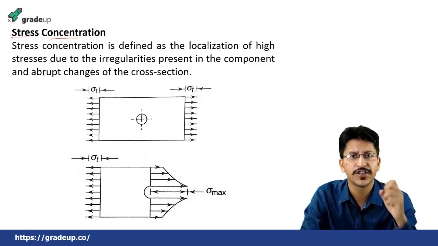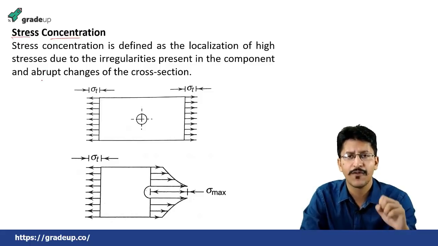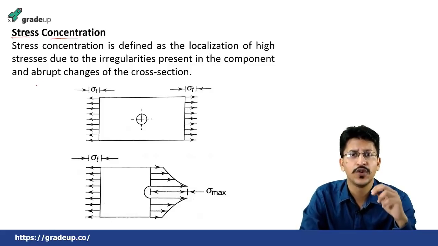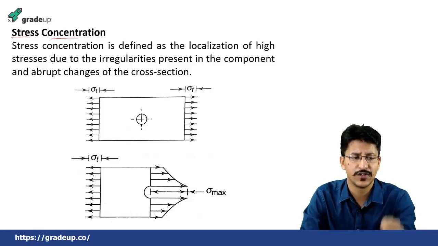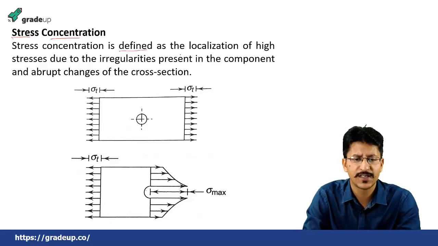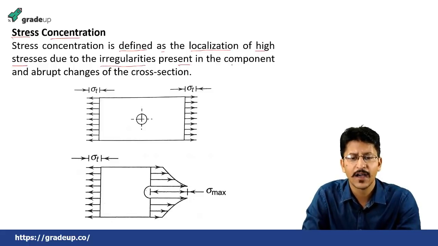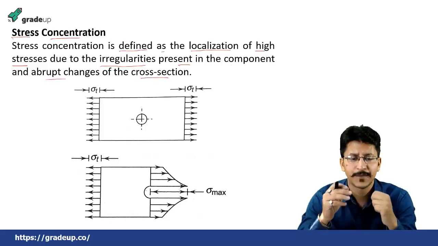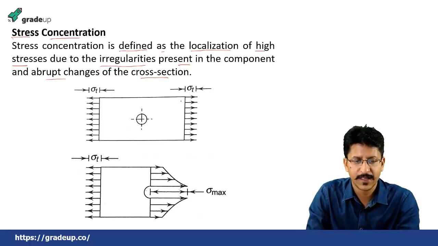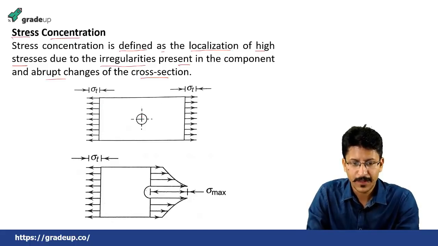First we will read out the definition, and then I will explain with the help of the diagrams given here what we really mean by the term stress concentration. Stress concentration is defined as the localization of high stresses due to the irregularities present in the component and abrupt changes of the cross section. That means, if this is a member, a rectangular bar, and there is a hole cut out in the middle of this rectangular bar.